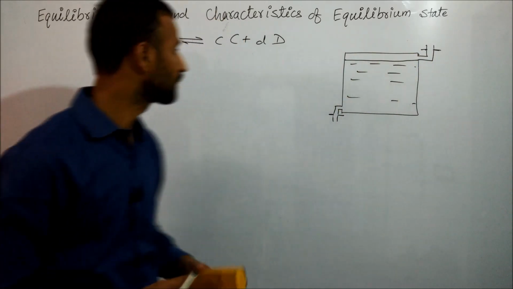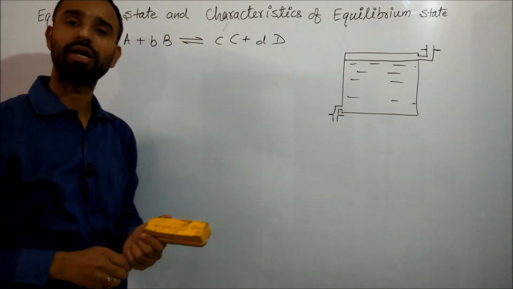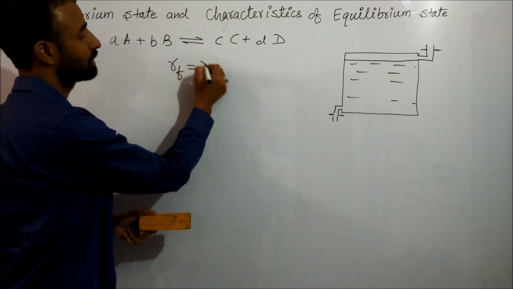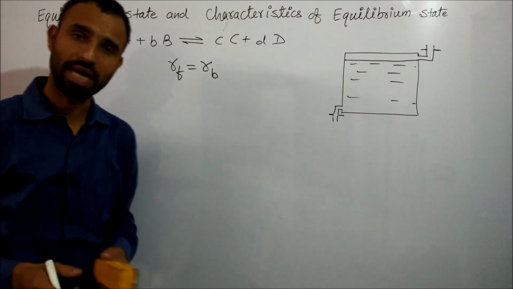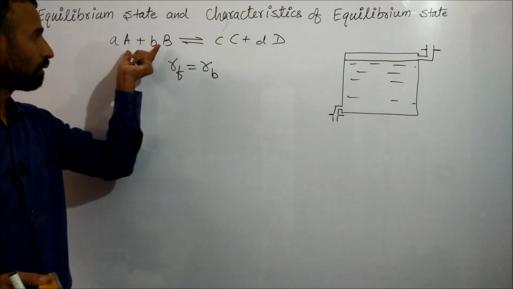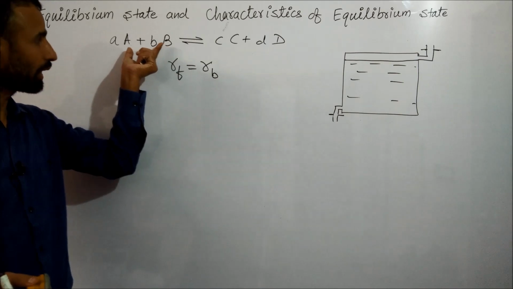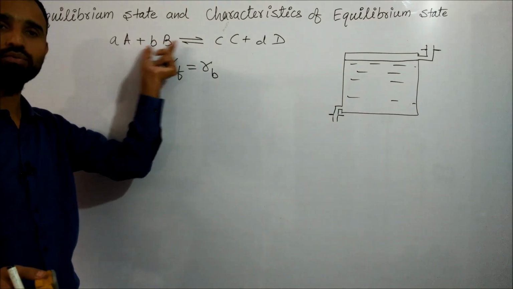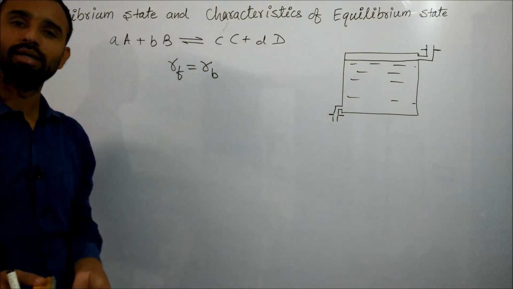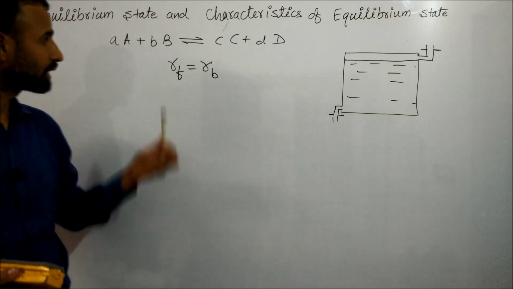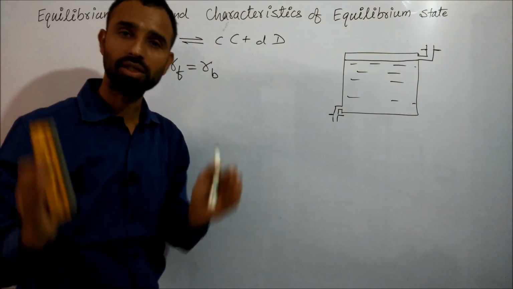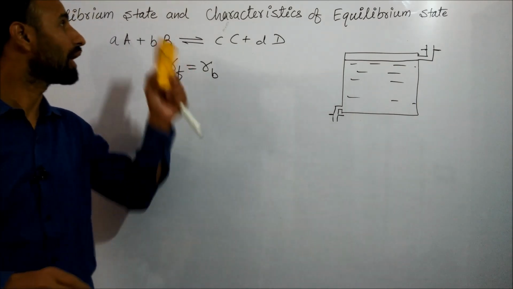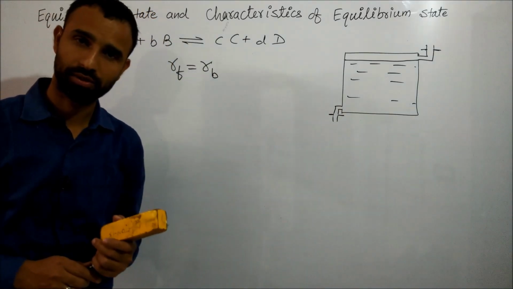water going out. Such type of equilibrium takes place in chemical reactions in which the rate of forward reaction is equal to the rate of backward reaction. So the number of moles of A and B converted into C and D is equal to the number of A and B formed from C and D. And in this way, the concentration of A, B, C and D is constant at a particular instant of time, and that stage is known as equilibrium state.